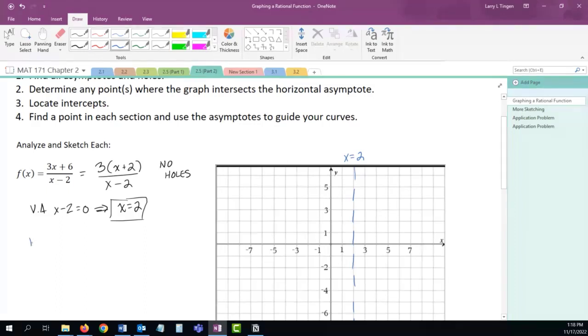Okay, horizontal asymptote. The numerator is degree 1. The denominator is degree 1. When the numerator and the denominator have the same power, the horizontal asymptote is the ratio of the leading coefficients. The leading coefficient for the numerator is 3. The leading coefficient for the denominator is 1. So I'm looking at y equals 3. So there is the horizontal asymptote.